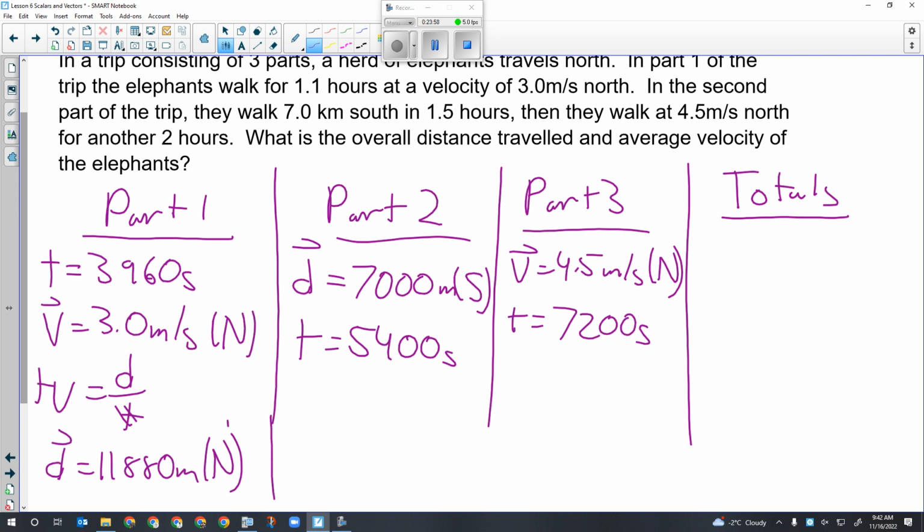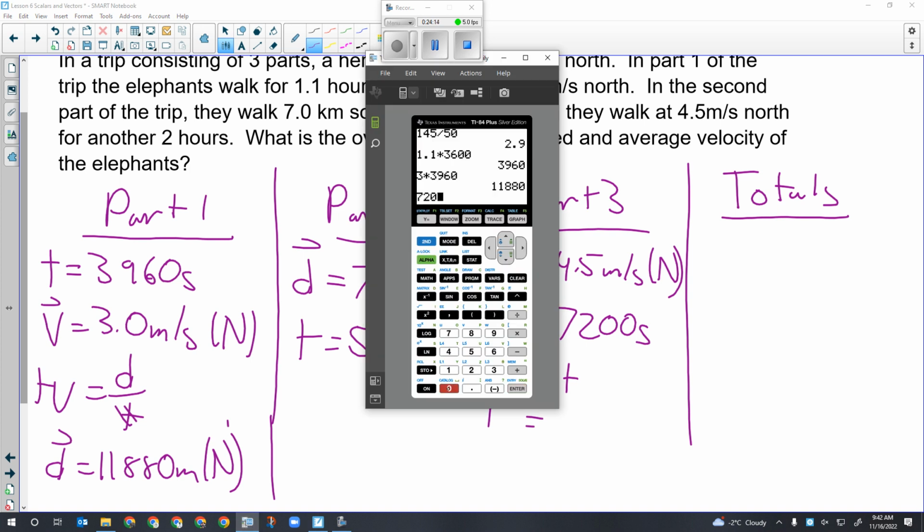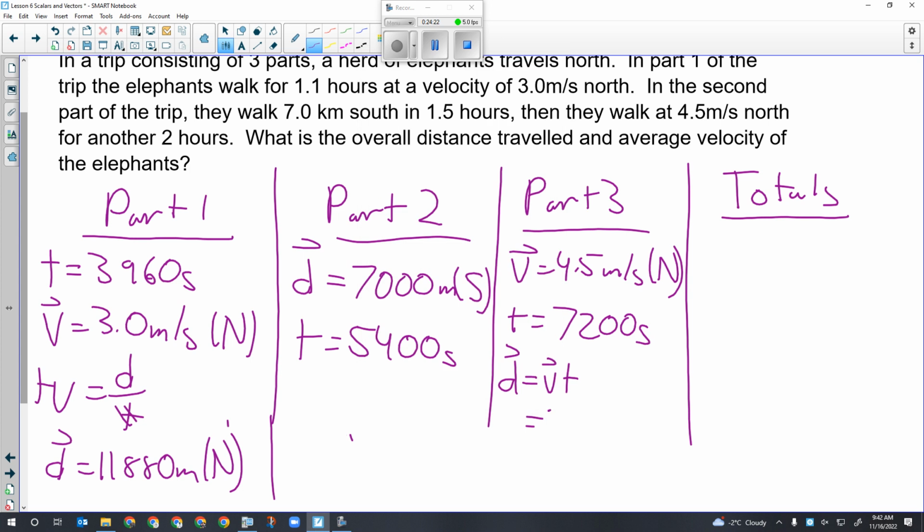I don't need to calculate velocity for part 2. I already have d and t, so I'm good there. Okay, part 3, I also don't have the displacement, sorry, it's the same calculation, v times t, so it'll be 7,200 times 4.5. All right, 32,400 meters. And that's north.